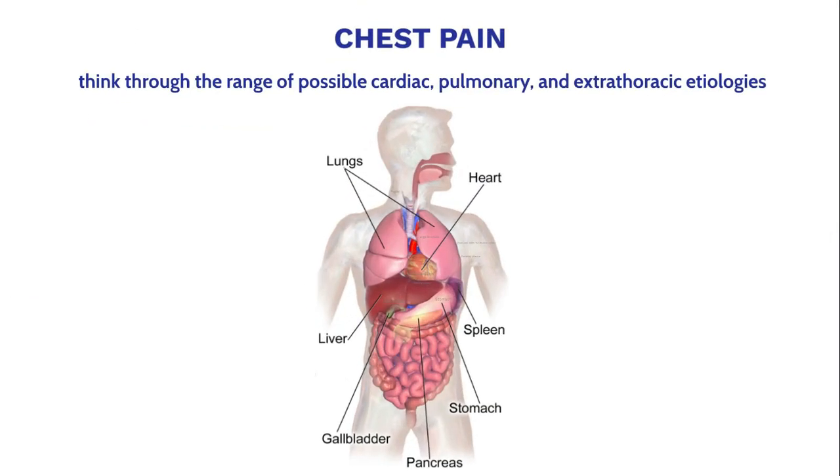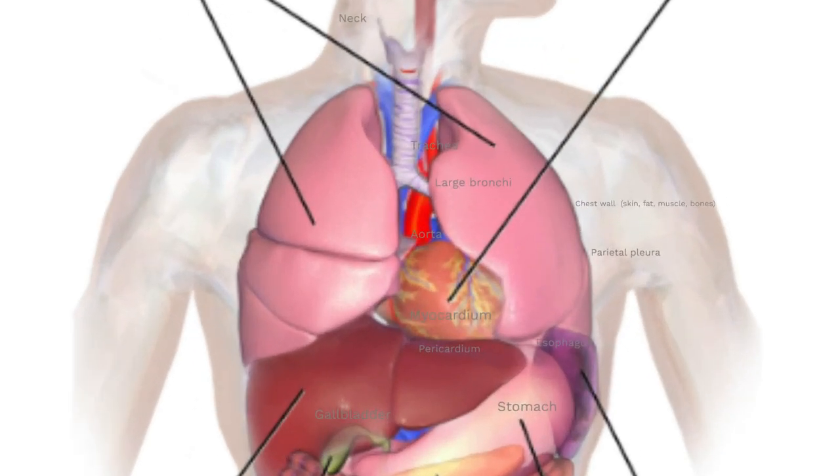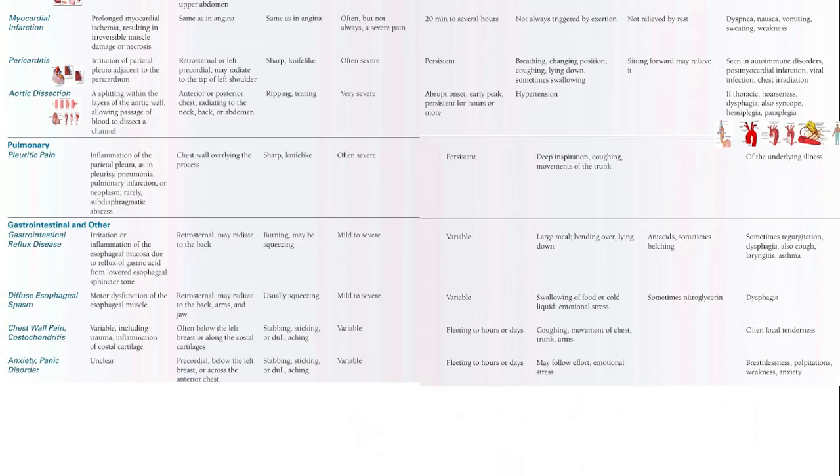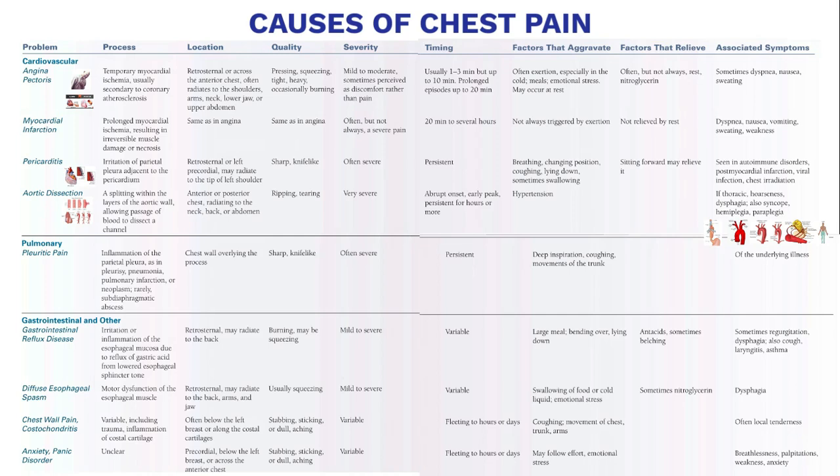Chest pain can be of cardiac, pulmonary, or extrathoracic etiology. So just near the heart: pericardium, aorta, trachea, large bronchus, parietal pleura, chest wall. You can also include the skin, muscle, and bones, and sometimes extrathoracic structures can also be included: gallbladder, stomach, the neck, which can be called referred pain. Sometimes you can see some patients with esophageal causes, like GERD.